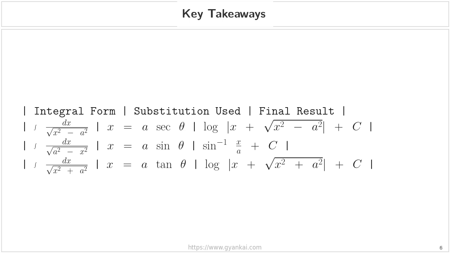Finally, the third row presents the integral of 1 over the square root of x squared plus a squared. This occurs when we have a sum of squares under the radical. For this, we employed the substitution x equals a tangent of theta, x equals a tan theta. And, interestingly, this also resulted in a logarithmic function, the natural logarithm of the absolute value of x plus the square root of x squared plus a squared, plus c.